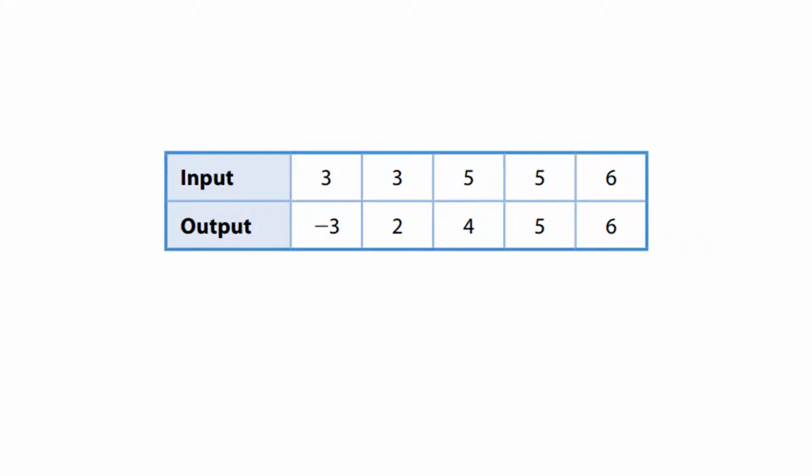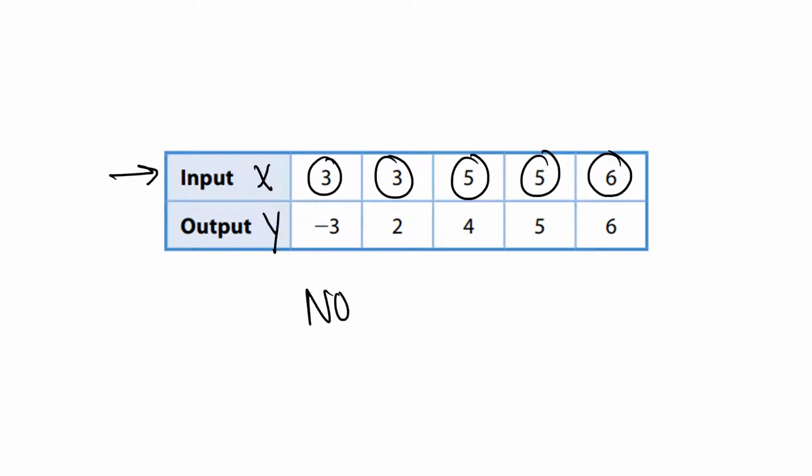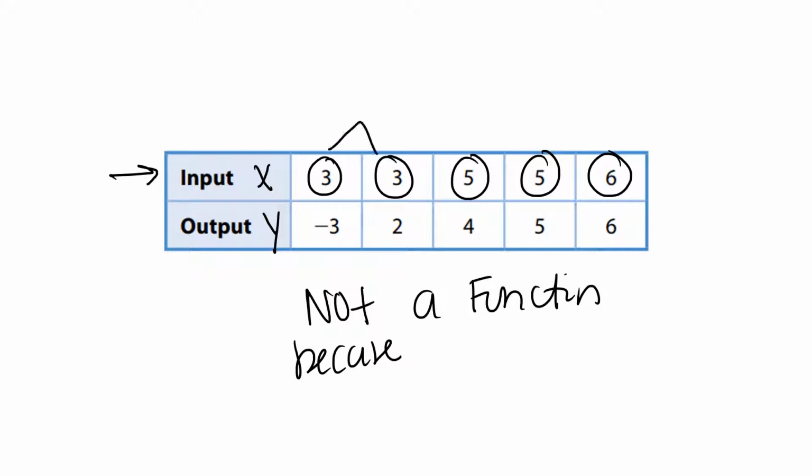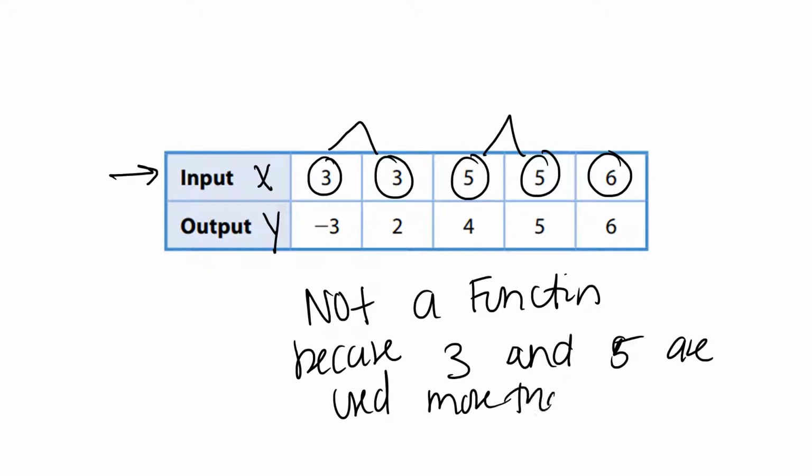So again, we're listing the input and the output values. Input is x, output is y. We're only looking at the x values. So we have 3, 3, 5, 5, and 6. This is not a function because 3 and 5 are used more than once. Remember, to be a function, the x value can only be used one time.